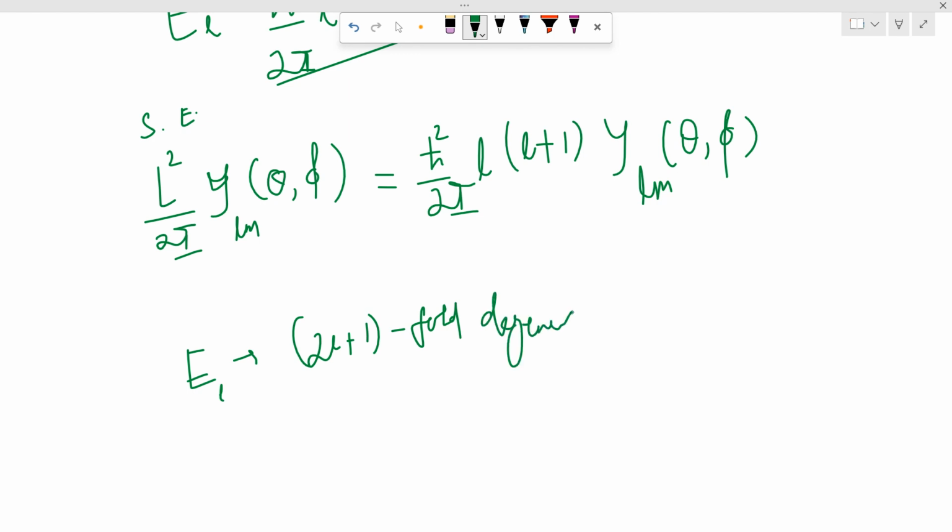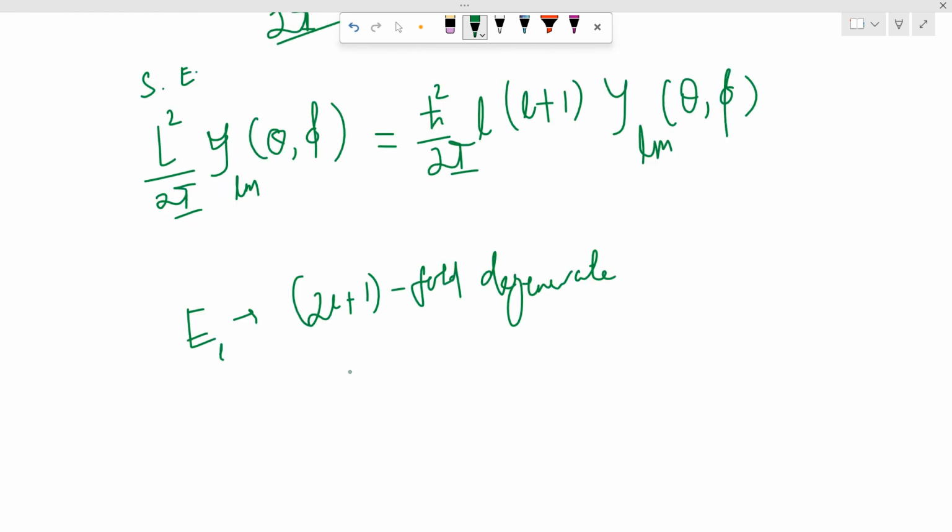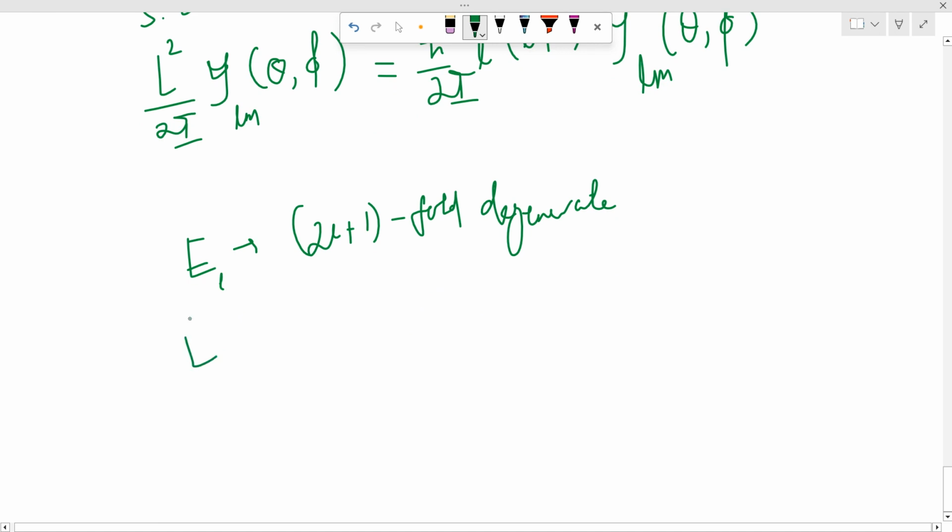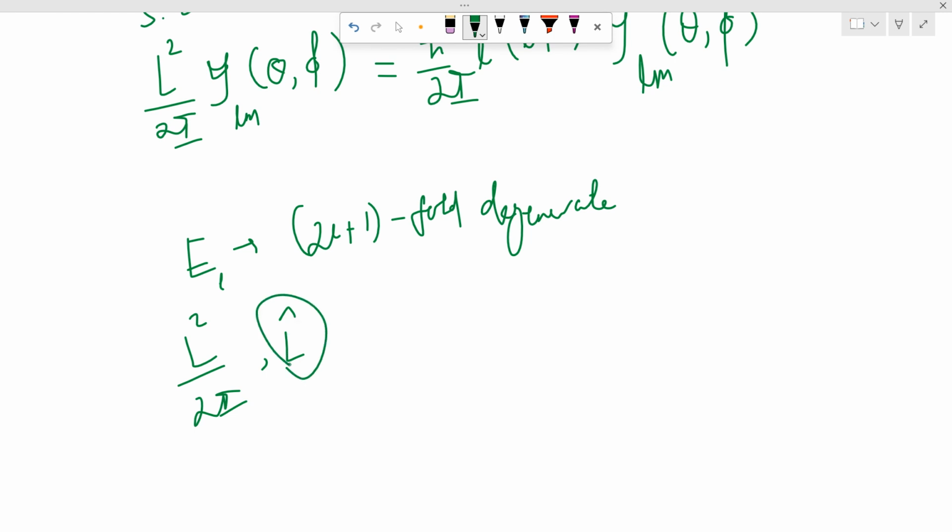Degenerate. Why is it like this? This is due to the fact that the rotator's Hamiltonian, that is L square by 2I, commutes with L. That is, the Hamiltonian is independent of the orientation of L in space because it commutes with L. Hence, the energy spectrum does not depend on the component of L. Did you get it?